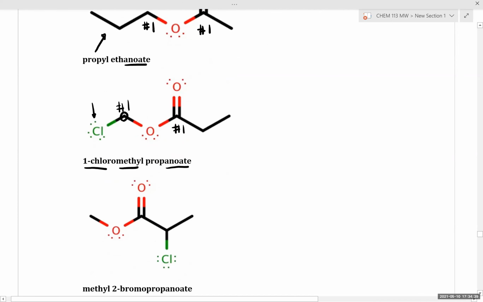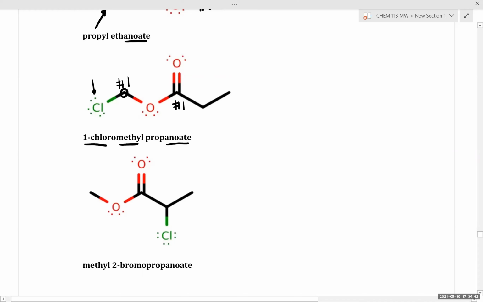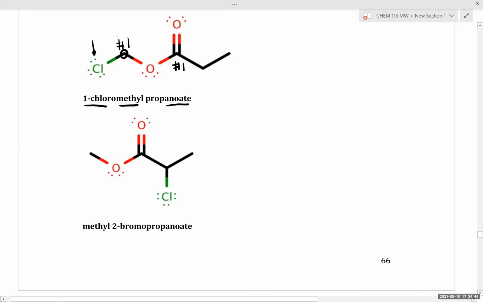Let's look at another case. What happens if we have substitution on the carboxylate side chain? Well, let's number our carbons here. So first and foremost, we name our alcohol side chain. What do we call a 1-carbon side chain? A methyl group, right? So this would be methyl.